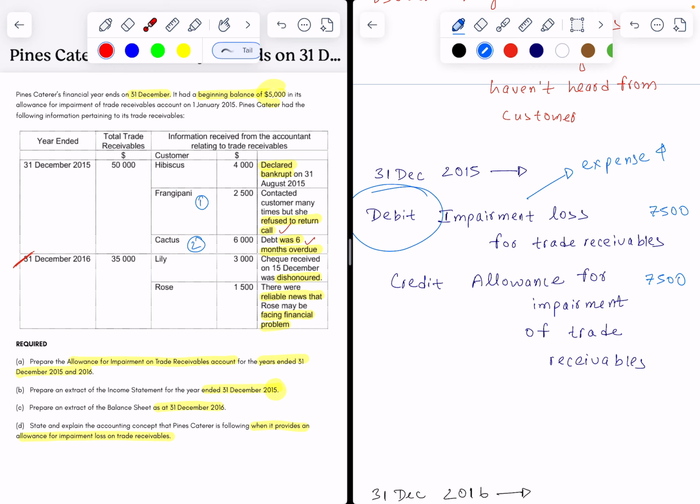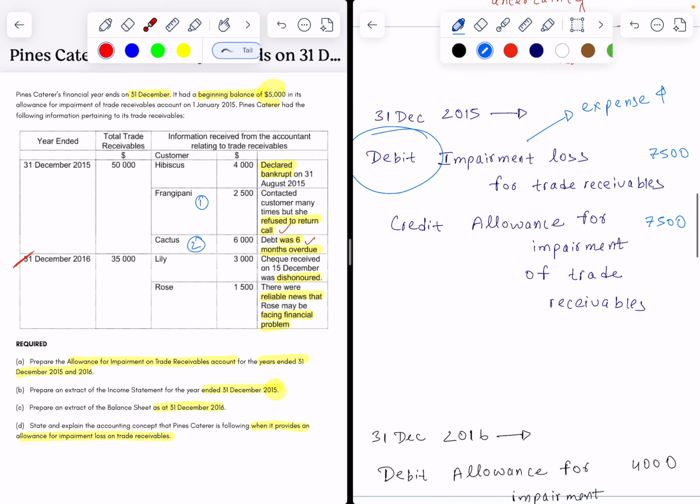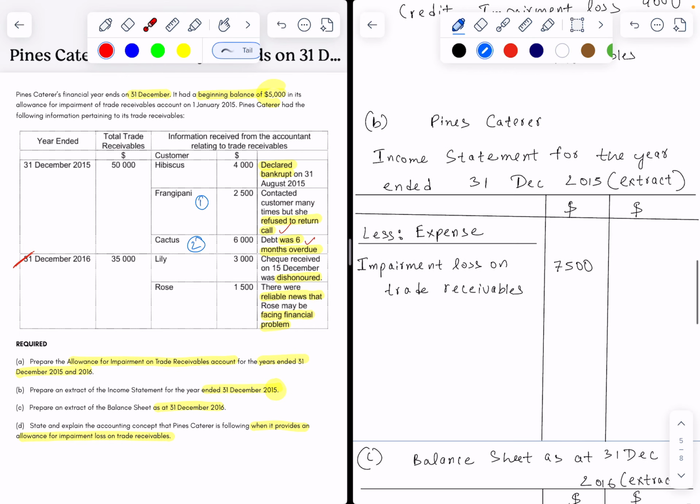In the income statement or the statement of financial performance, we show all the expenses. So that is why when you're preparing this extract, you first start with less expenses, and then you record impairment loss in trade receivables by 7,500 because your expenses are going up at 31st of December 2015, obviously due to the increase in allowance for impairment of trade receivables, which we have seen earlier, right?